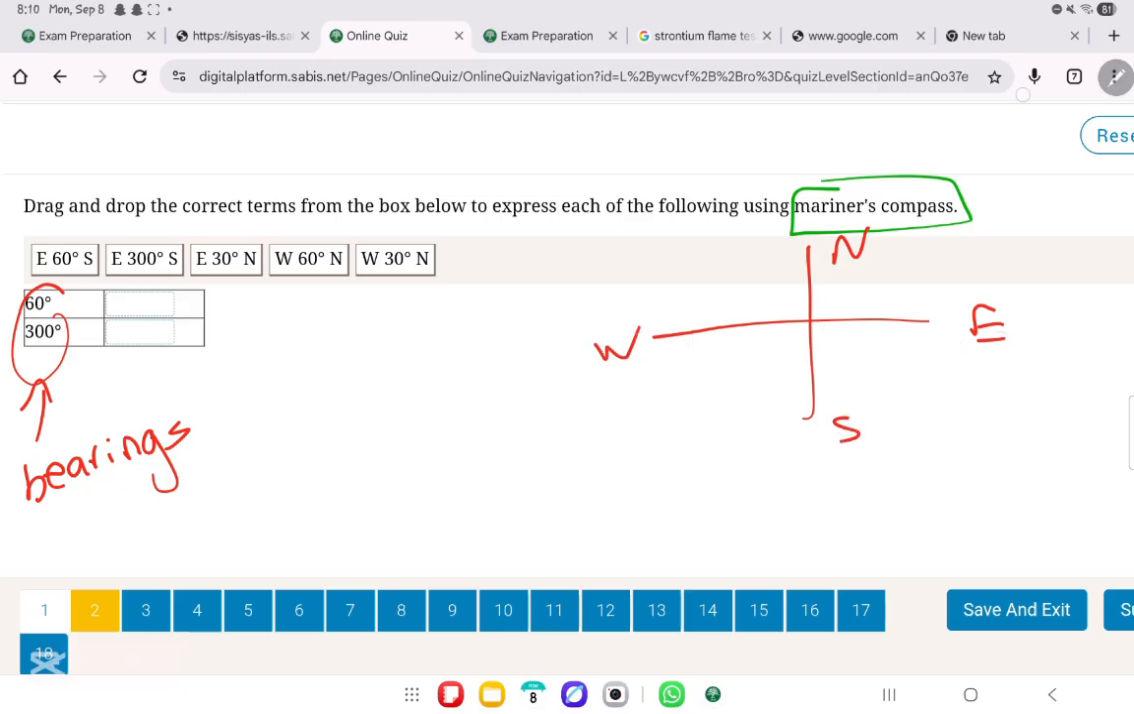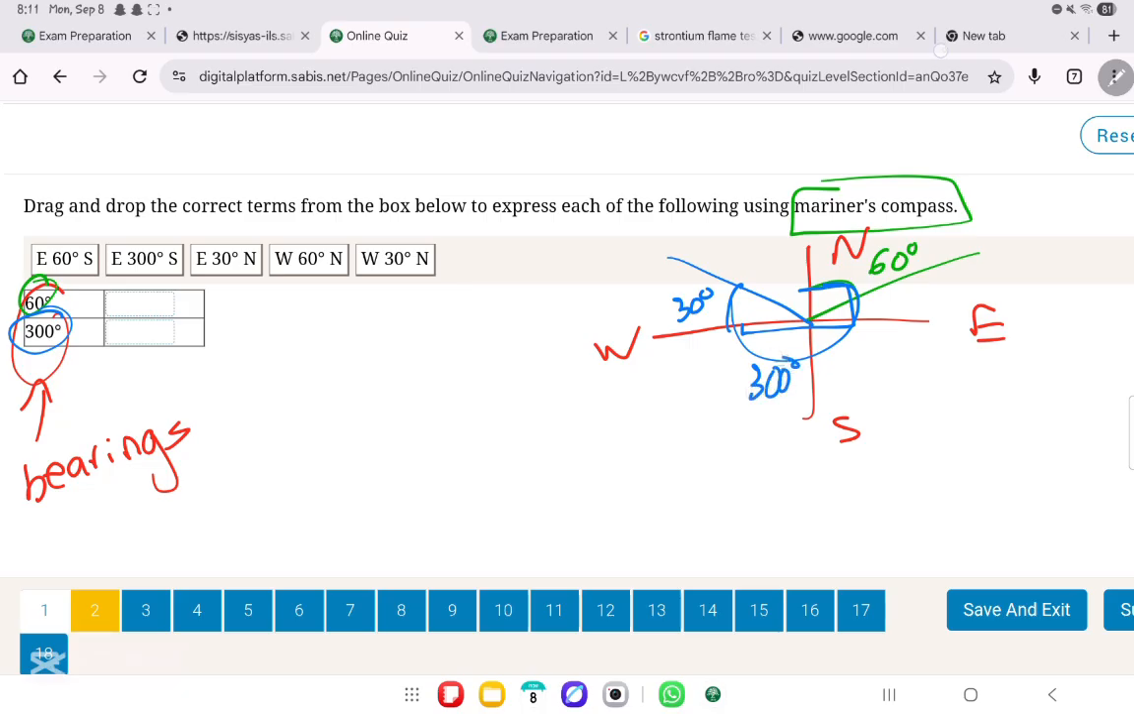Let's start with the 60 degrees. If it's a bearing of 60 degrees, that means it's going to look something like this. And then what's the second angle? It's 300 degrees. So if it's a bearing of 300 degrees, it's going to be 90 and 90 and 90, that's 270, and then 30 degrees over here, okay? So this is all 300 degrees.